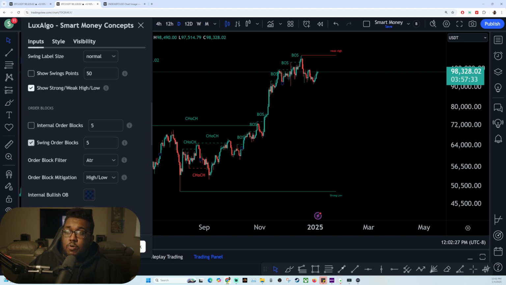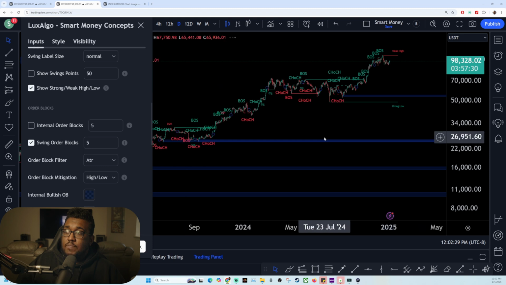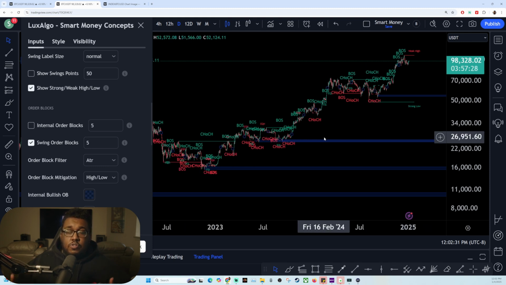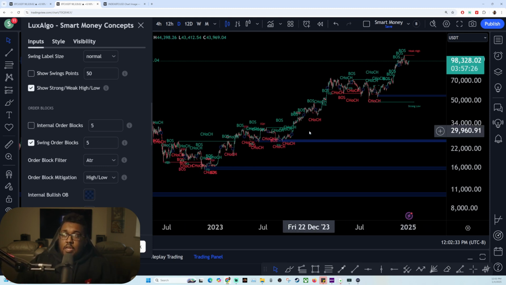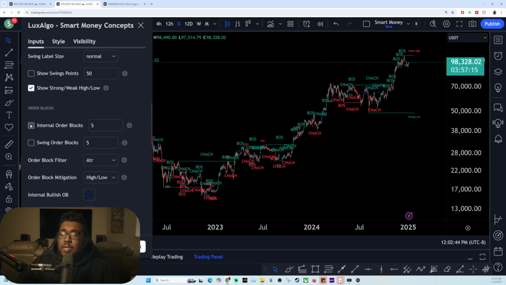If I just put swing order blocks here, it's going to give me the more powerful ones because this is a longer term. Which ones are more powerful? Preferably, you can use this with any chart you want to. I like using it with higher charts when it comes to swing trading, swing order blocks. When I'm day trading, I prefer internal order blocks. They just kind of help me out a little bit more.